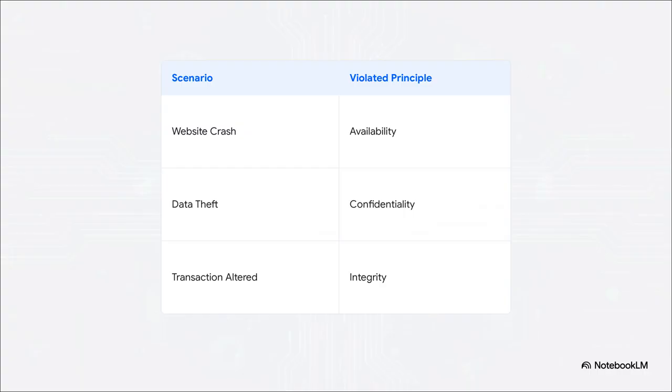And here are the answers. The website crash was a clear loss of availability. The data theft was a massive breach of confidentiality. And that altered transaction, a textbook violation of integrity. Go ahead and take a screenshot of this slide. Seriously, it's a perfect little reference card for nailing down these core concepts for good.